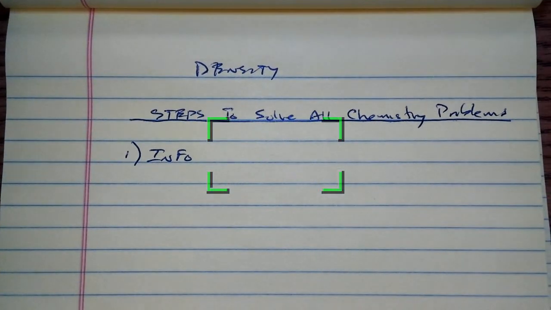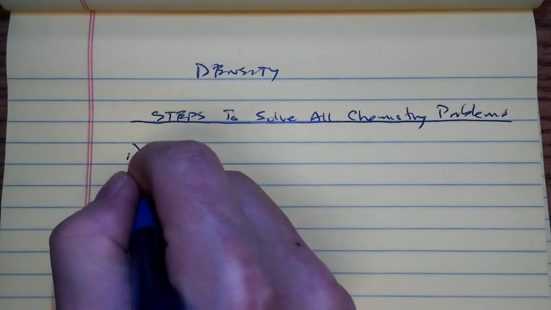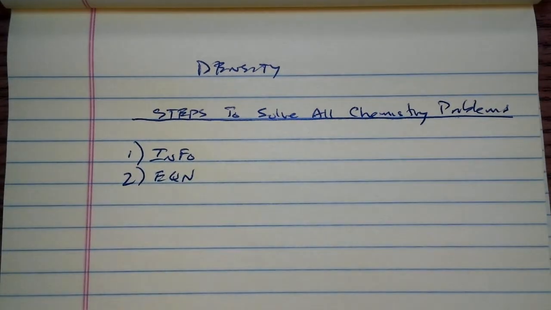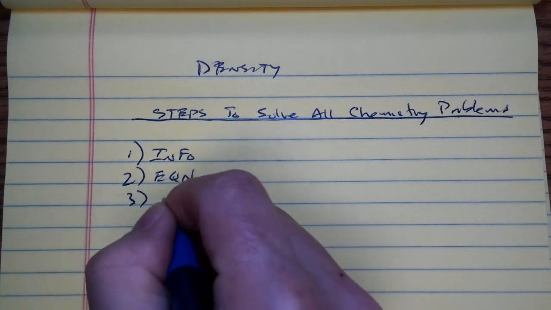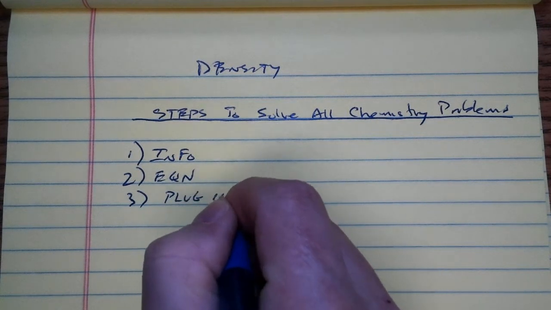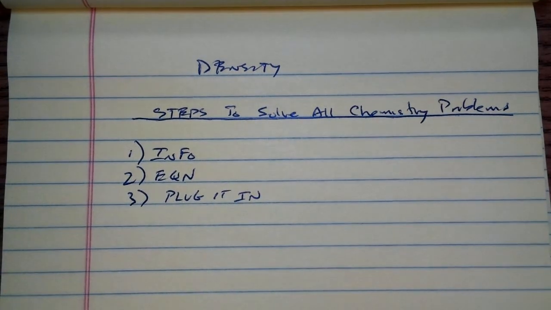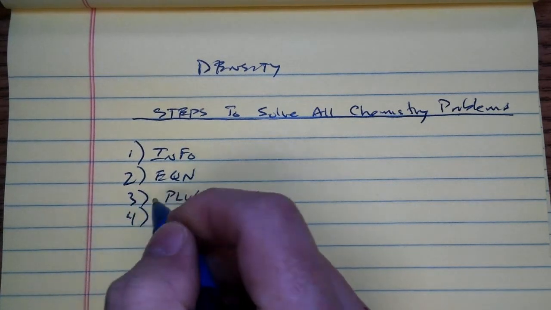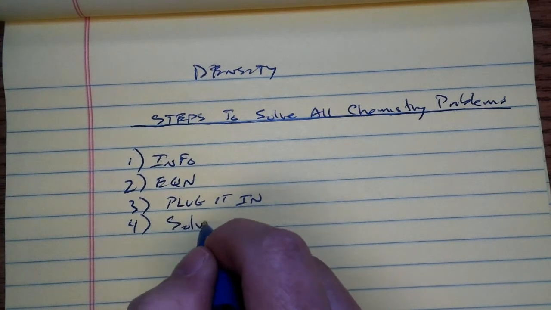Now the first step, number 1, is to read the problem and pull out your information. I call it info. Step 2 is to write the equation that you're going to use to solve this problem. So I write EQN for equation. Step 3, we're going to plug it in. And then step 4, if you couldn't guess, we're going to solve.